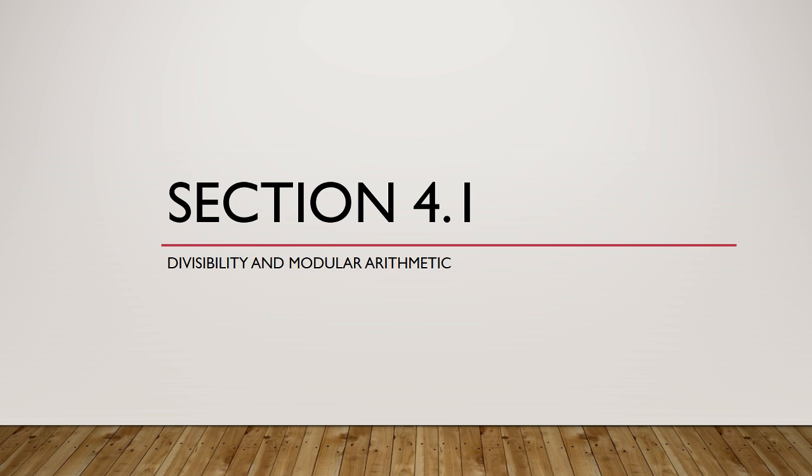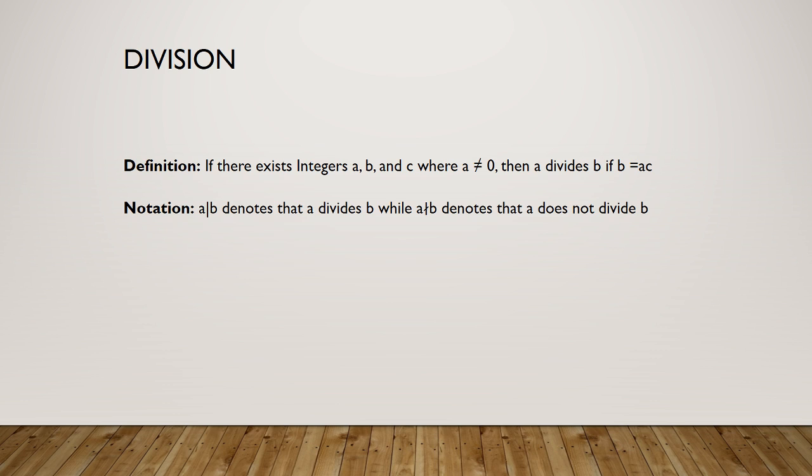Starting off with division, the definition is: if there exist integers a, b, and c, where a is not equal to 0, then a divides b if b is equal to ac. The notation is as seen here: a divides b denotes this, and this is a does not divide b. Looking at example 1, does 4 divide 9? No, it does not. In example 2, 4 does divide 8.